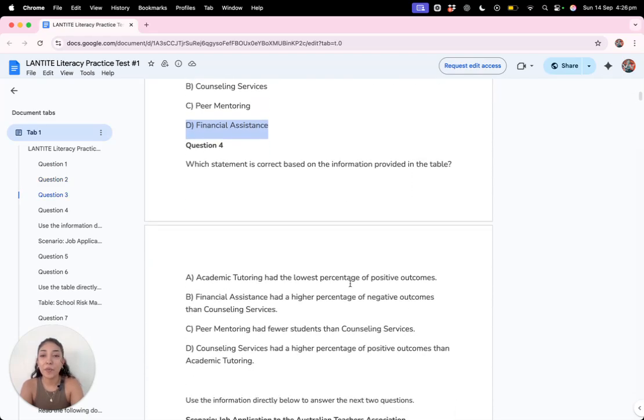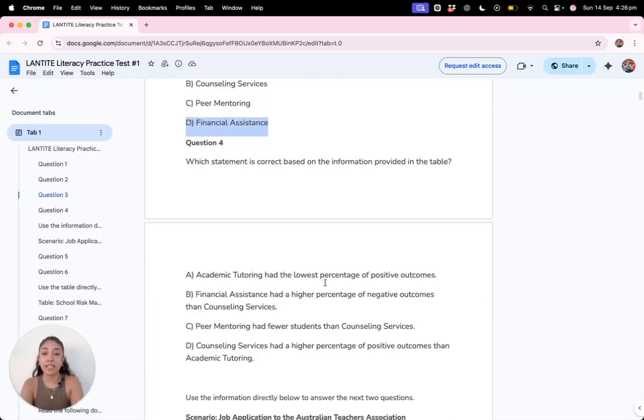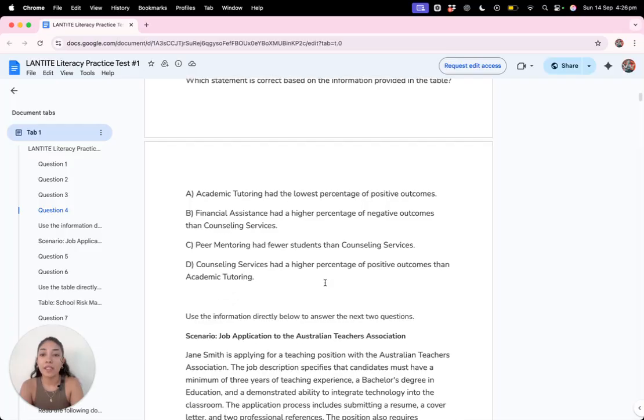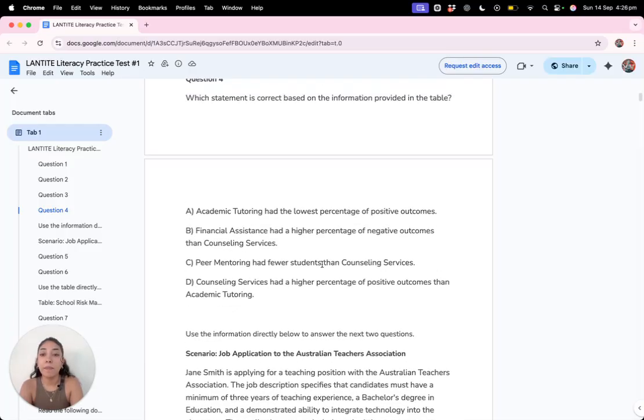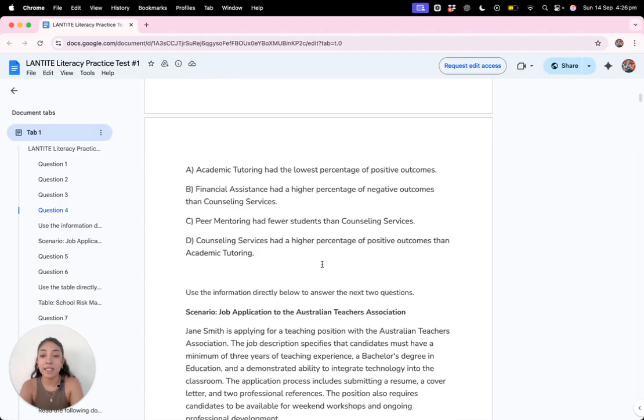Question 4, which statement is correct based on the information provided in the table? We have A, academic tutoring had the lowest percentage of positive outcomes. B, financial assistance had a higher percentage of negative outcomes than counselling services. And C, peer mentoring had fewer students than counselling services. And D, counselling services had a higher percentage of positive outcomes than academic tutoring.